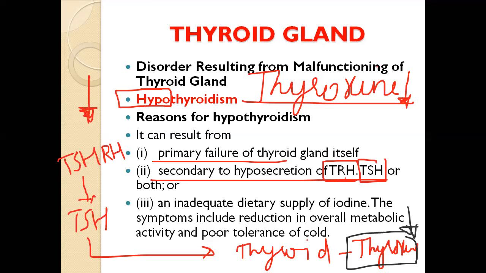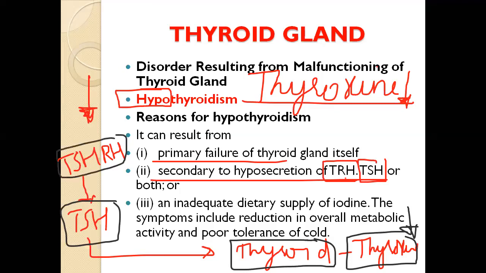So what may have happened? Maybe failure of the thyroid gland, or failure of the TSH released from the anterior pituitary to stimulate the thyroid gland for the secretion of thyroxine, or maybe failure of TSH-RH released from the hypothalamus. These are all going to be the reasons. Secondary to hyposecretion of TSH-RH, TSH, or both, or all may be the problem. So we can expect various reasons.